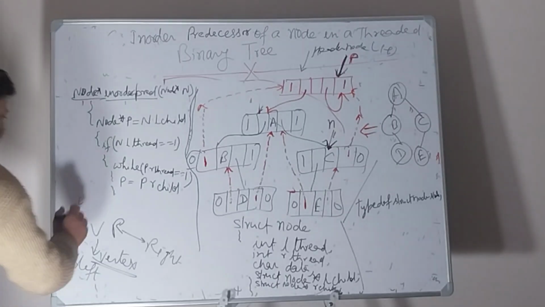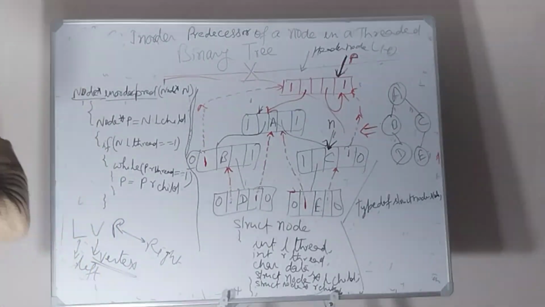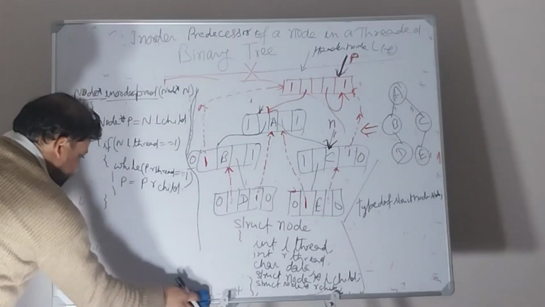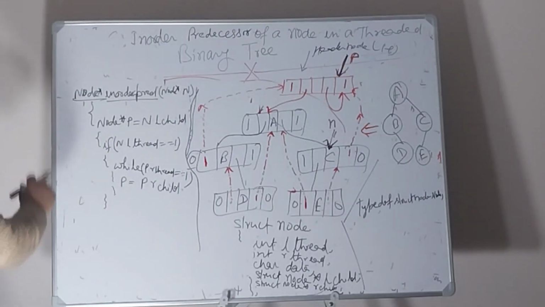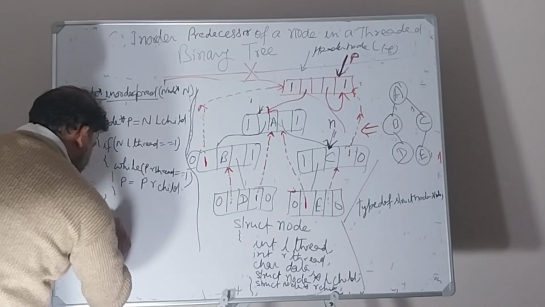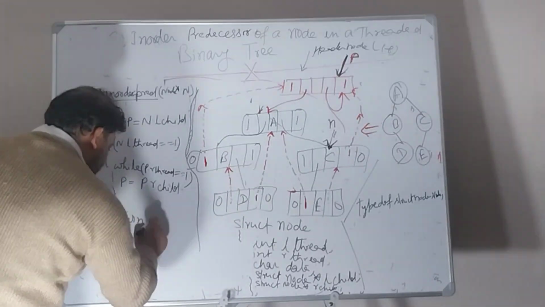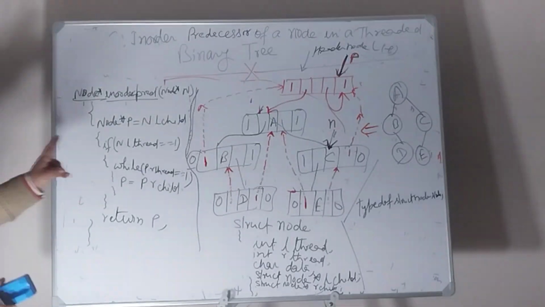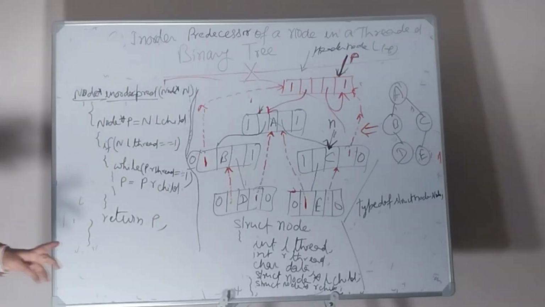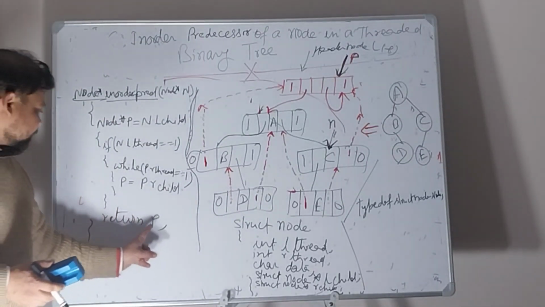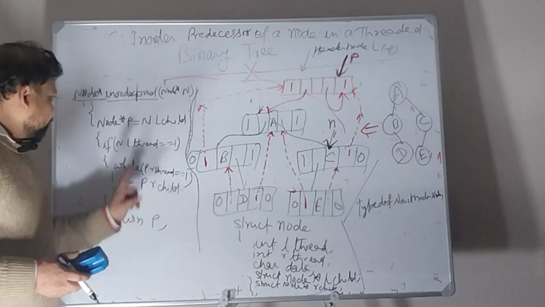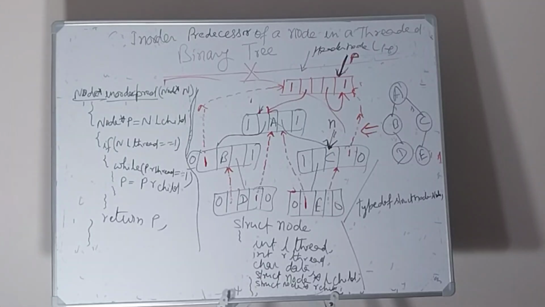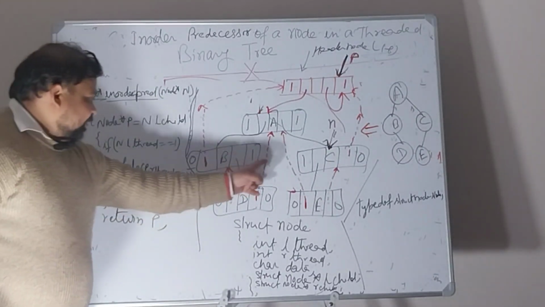and after that this loop will terminate, and this if condition will also terminate. And in the last, what I'll return is P, and that will be the predecessor of any one of the nodes. So the pointer P is going to point to some node, and that node will be the predecessor of the node N. Now I am explaining this code on this tree.